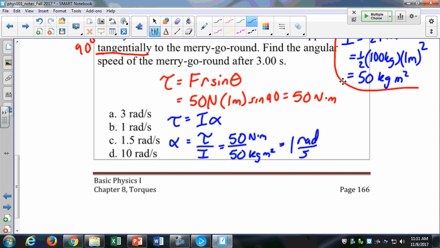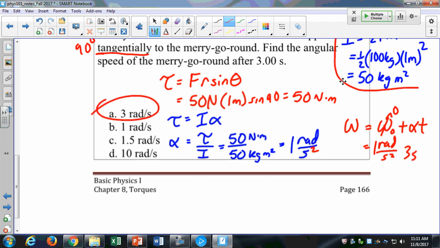And now if I want to know the angular speed, that's going to be omega. Omega will equal omega naught plus alpha t. Omega naught is 0. So alpha is 1 radian per second squared times 3 seconds, so it's going to be 3 radians per second. Okay, the units, thank you.